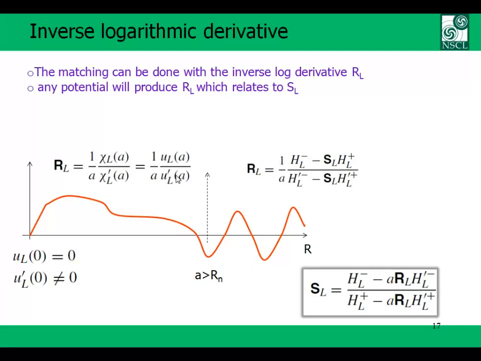Now, in practice, we usually don't match just the wave functions and derivatives. We use inverse logarithmic derivatives to do the matching. And this is very similar. I guess you've done this many times in quantum mechanics as undergraduates. So we use the wave function divided by its derivative at the surface and match the numerical solution with what I know to be the analytic solution in the exterior. And from this matching, if you work it out as a function of S, then you get the S matrix in terms of your numerically calculated R matrix, or inverse logarithmic derivative.